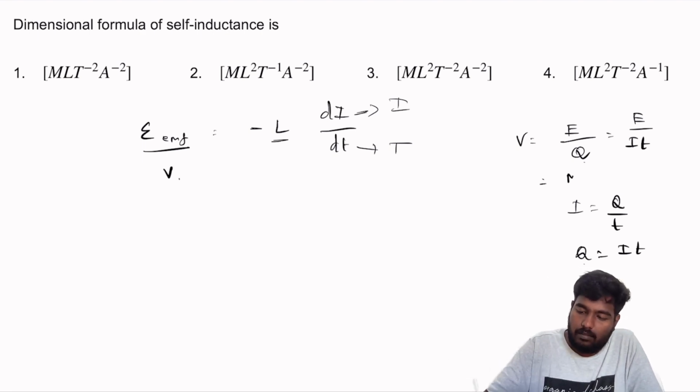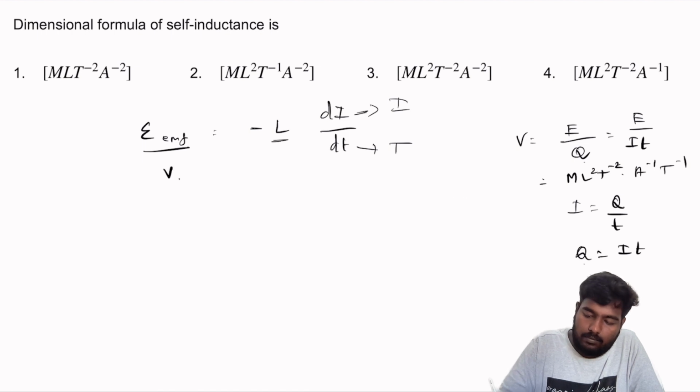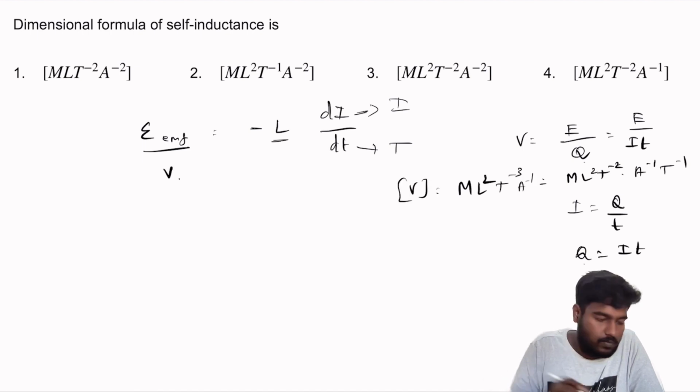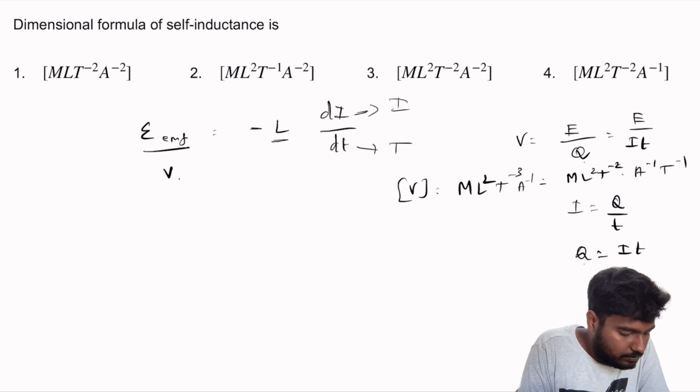We know that energy is m L square t power minus 2. Current is ampere, and time is t. So dividing by ampere and t, we get ampere power minus 1, t power minus 1, and you will get m L square t power minus 3 ampere power minus 1. So this is the voltage. Am I right? Yes.